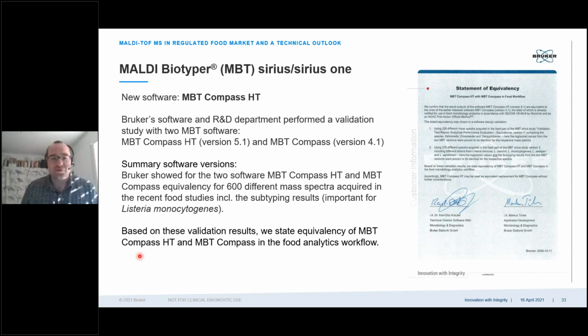And for the food market, this new software was compared to the current software with 600 different mass spectra acquired in this food study, and the log scores were identical. So we issued a statement of equivalency for the MBT Compass HT and MBT Compass in the food analytics workflow.